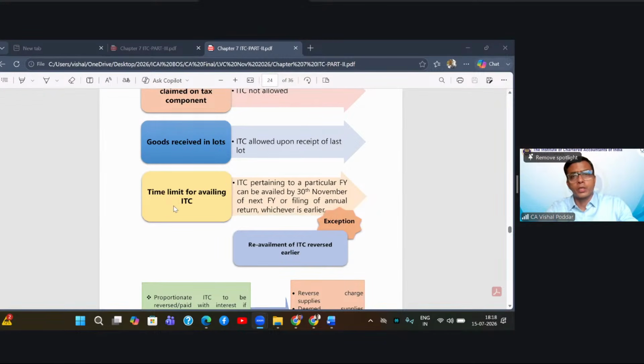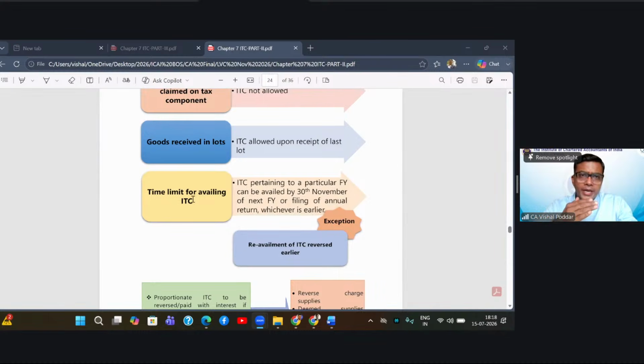Okay. Now, the most important and the crucial condition, students, is the time limit. The ITC which you want to claim, you can claim it in your 3B returns, which is one of the conditions. And this you should have done within the specified time limit. Now, what is the time limit?